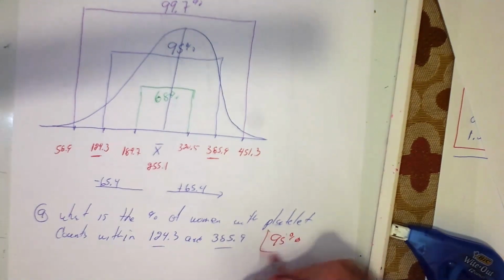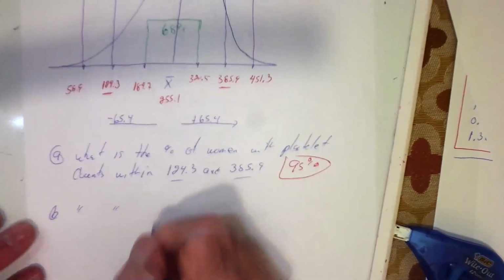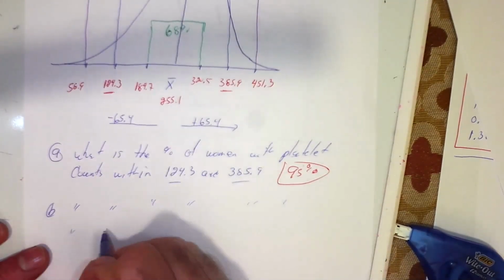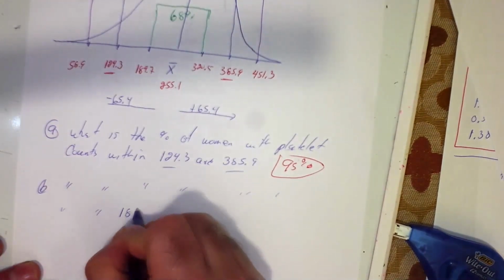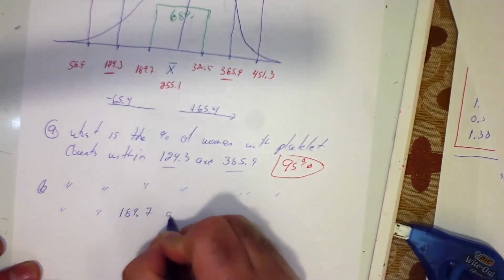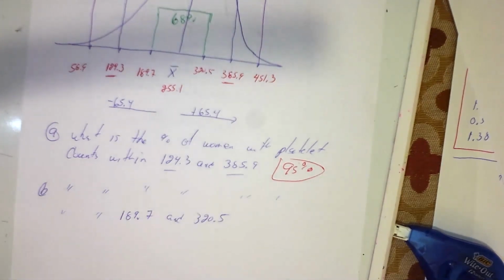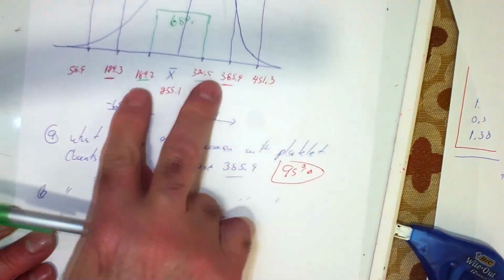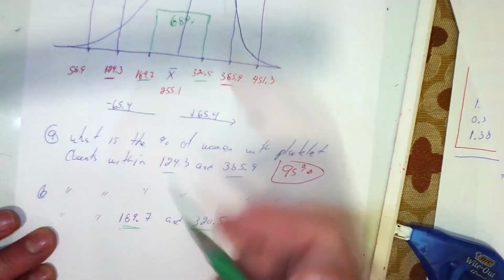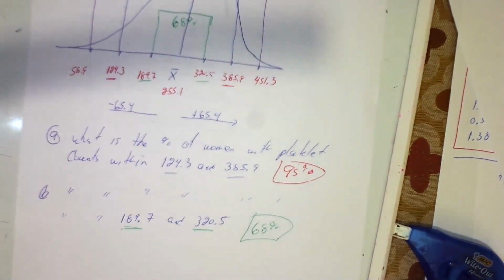Easy, done. Okay, B, same thing. What is the percentage of women with platelet counts between 189.7 and 320.5? All right, find it. Where is it at? There it is. Where does it belong? It belongs in the inner box, 68%. Simple. Done.